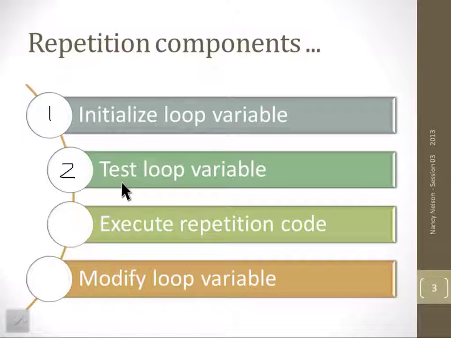The third thing that we're always going to see is a block of actions or instructions that we're going to execute while we're in the loop. The fourth thing that we're going to see is a modification of that loop variable. If that variable never changes, we're never going to get out of the loop. So somewhere inside that loop, there has to be an instruction that changes it.